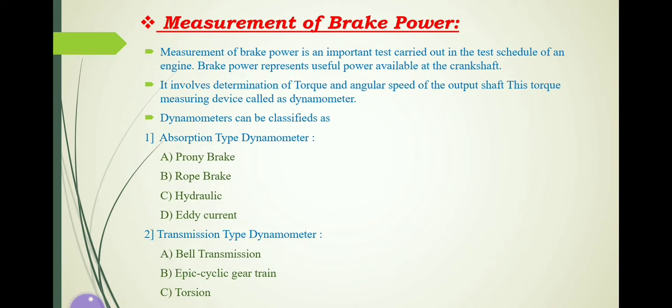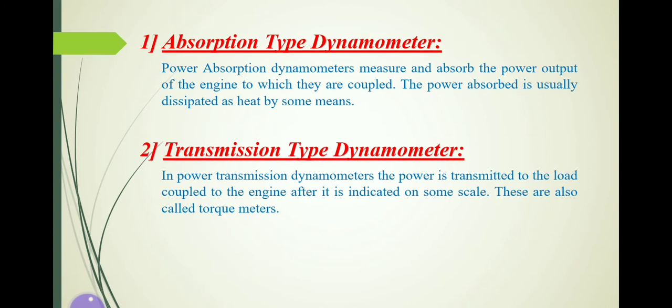Then we also discussed the importance of measurement of brake power, and we saw that a dynamometer is used to measure the torque, and indirectly it measures the brake power. And then we discussed the two main types of dynamometer, absorption type and transmission type. We also saw the sub-classification of the absorption type and transmission type dynamometers, and the difference between them.